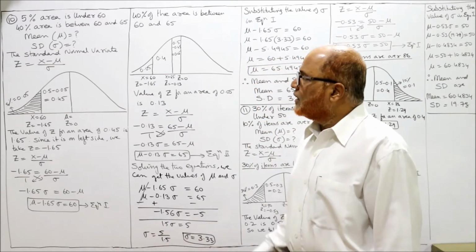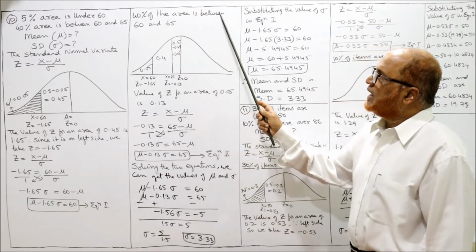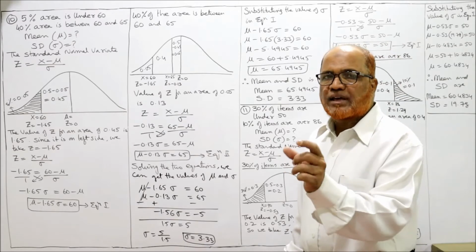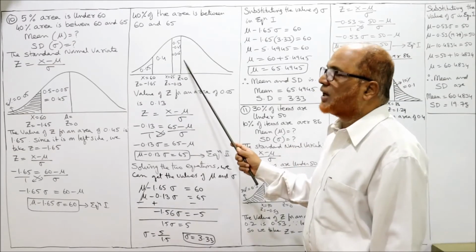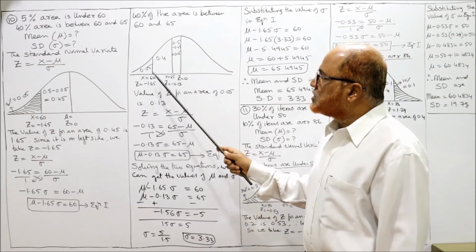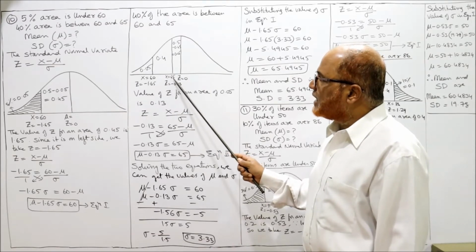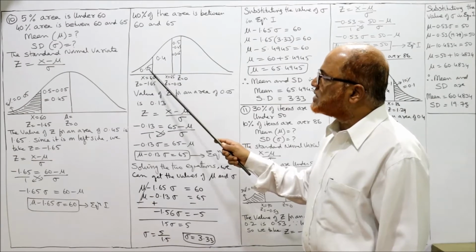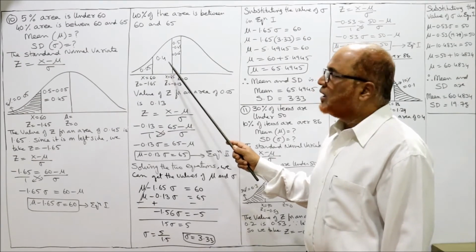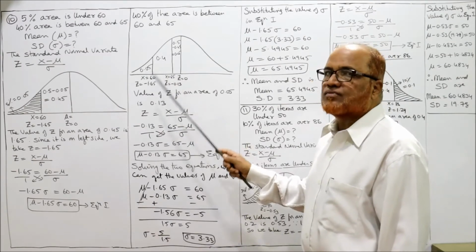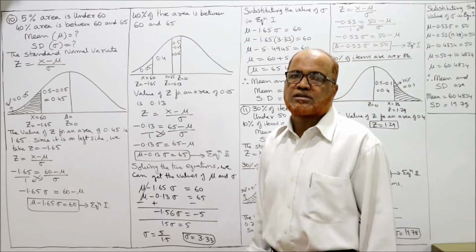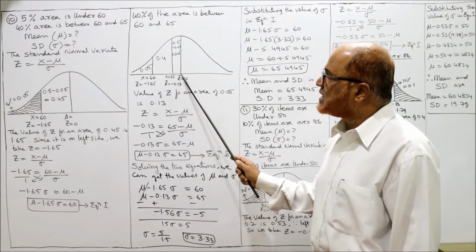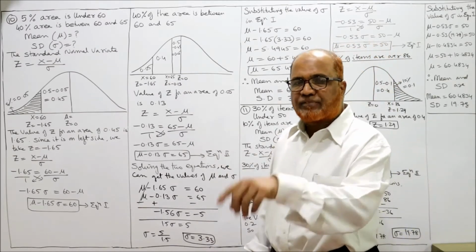First equation. Now 40% of the area is between 60 and 65. Again we'll draw the normal curve. So 60 and 65. Why am I taking 65 on the LHS? Because 5% and 40% means 45%. So up to 65, 45%. 45% is below 50%. That means both the values 60 and 65 are on the left hand side of the perpendicular, the mean.